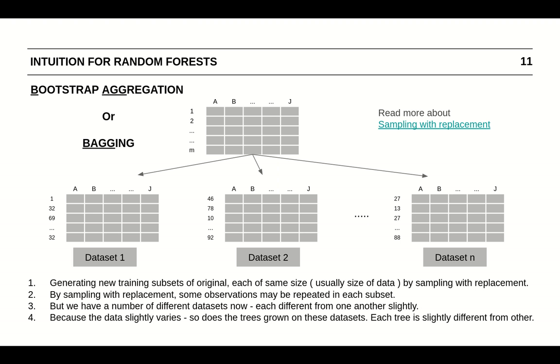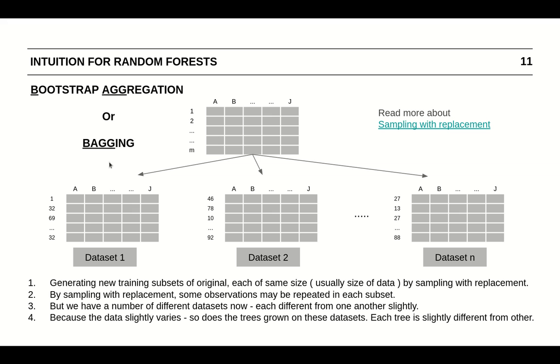So with that being said, let's understand how we grow these trees to be a little different from each other. The most popular technique to do so is called bootstrap aggregation, often shortened and used in short form as bagging. In bagging, B comes from bootstrap and AGG comes from aggregation, and hence the term bagging.